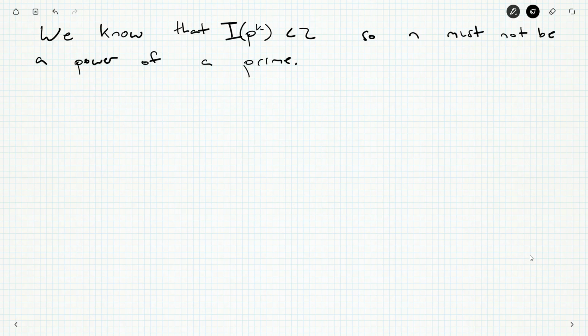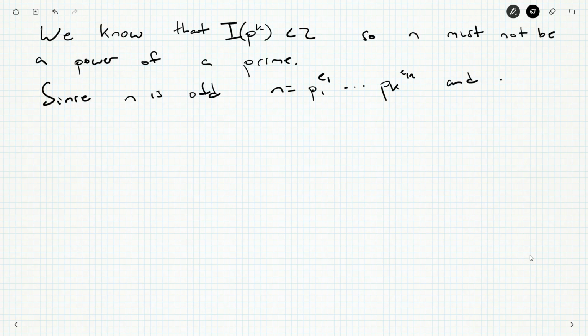So I think rather than just jumping in and looking at does two powers, two different primes work, maybe I should start investigating the exponents for a moment. One thing I would like to note before we move on, since n is odd, n equals p1 to the e1 through pk to the ek, and each of p1, p2, all the way up to pk are odd. So no 2's in this product. Maybe the exponents are 2's, but certainly not the primes. And I think this will help us out.